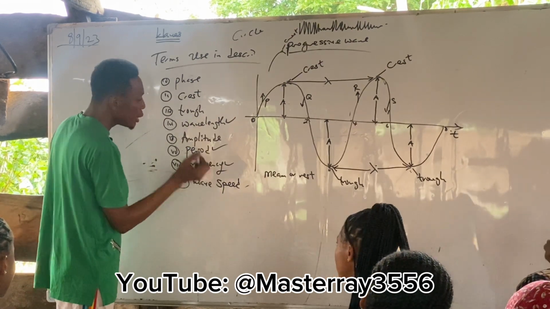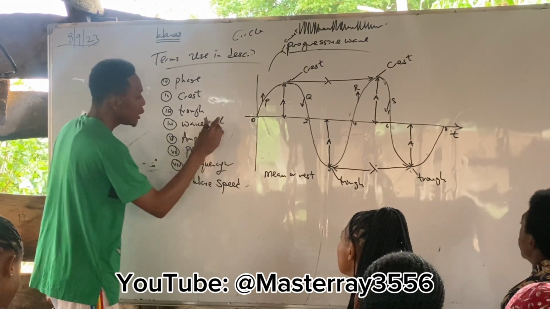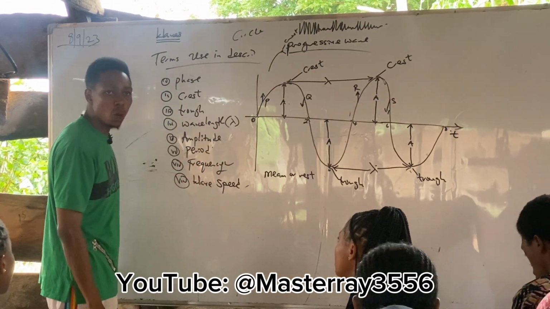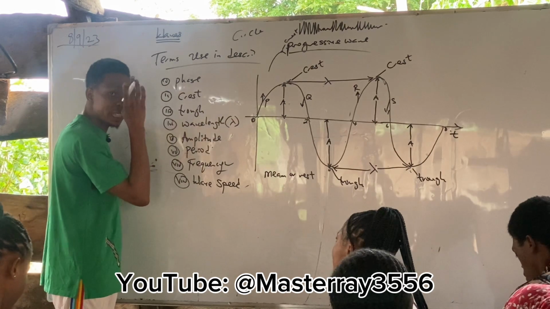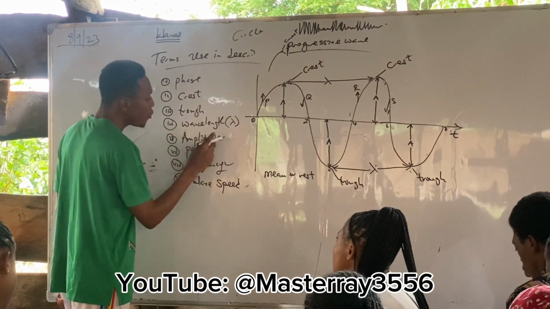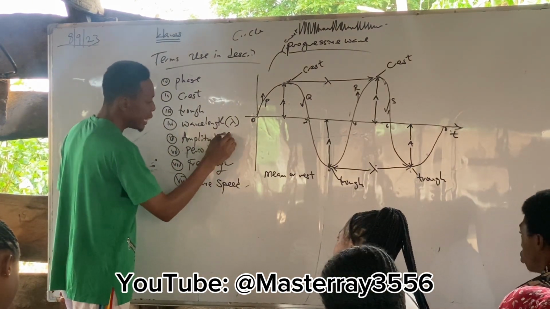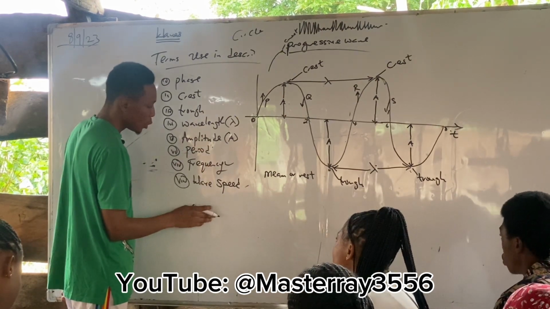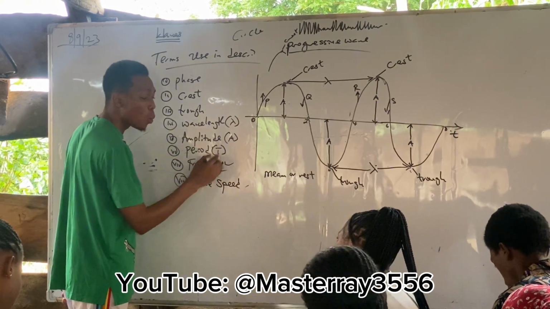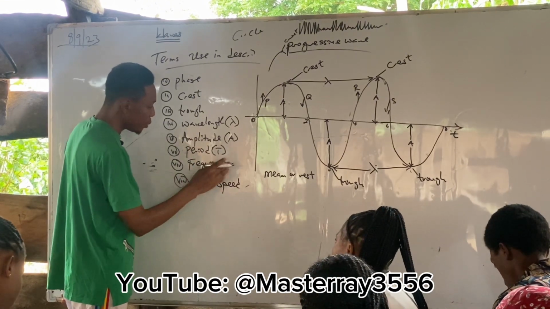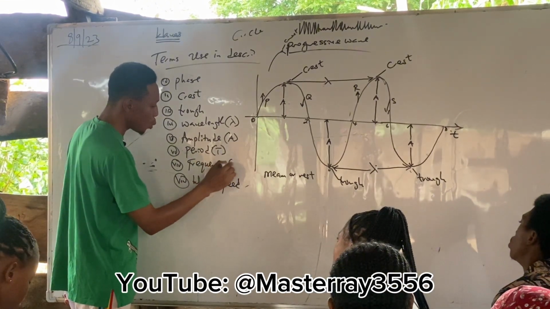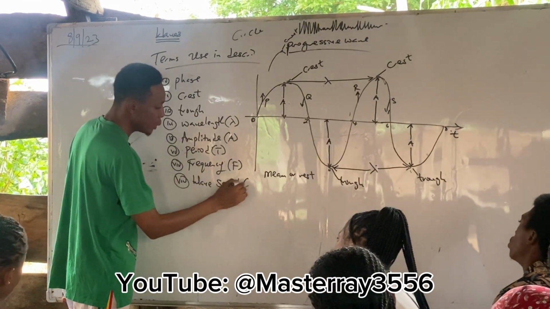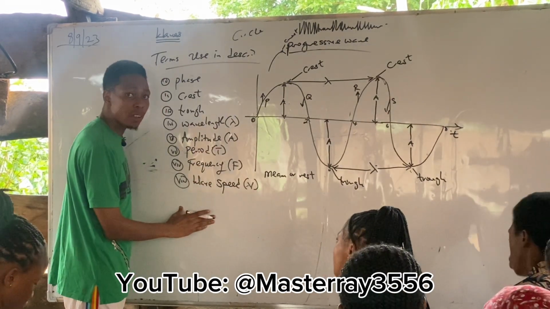Wave speed. Now, the symbol for wavelength is lambda. The symbol for wavelength is what? Lambda. And the symbol for amplitude is A. While the symbol for your period is capital letter T. And the symbol for frequency is F. While the symbol for speed is V. Are you following?